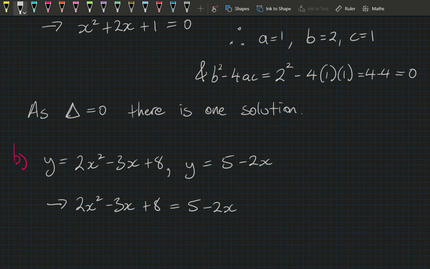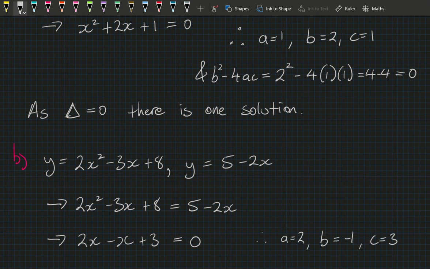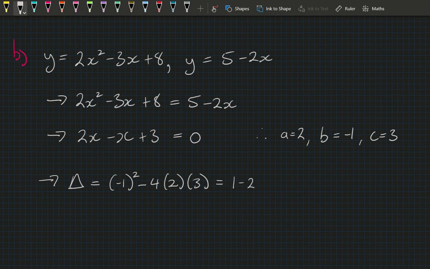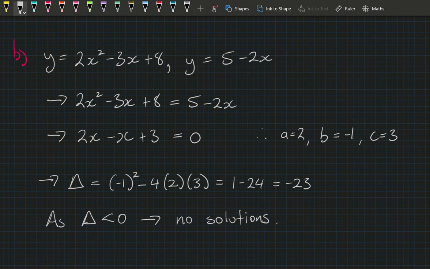If I subtract 5 from 8, I'm going to get 3, add 2x, I'm going to get minus x. So therefore our answer is 2x squared minus x plus 3 equals 0. And we've got an a of 2, a b of -1, and a c of 3. So that means that our discriminant is (-1) squared minus 4 times 2 times 3, which is equal to 1 minus 24, which is minus 23. And clearly minus 23 is less than 0, so as the discriminant is less than 0, there are no solutions.